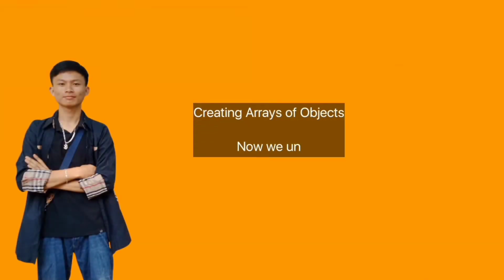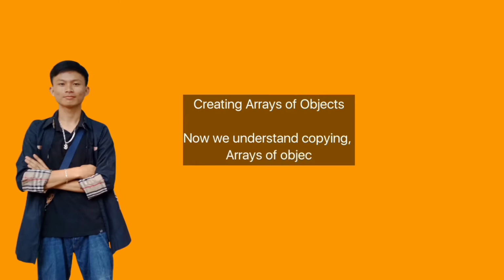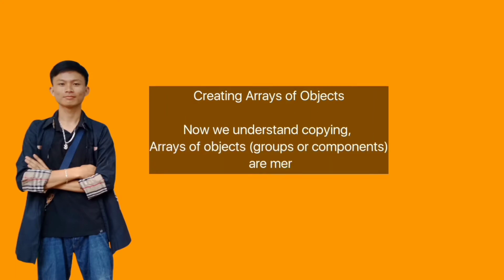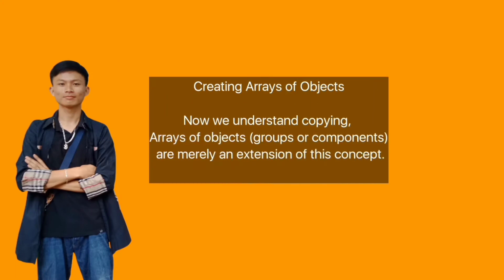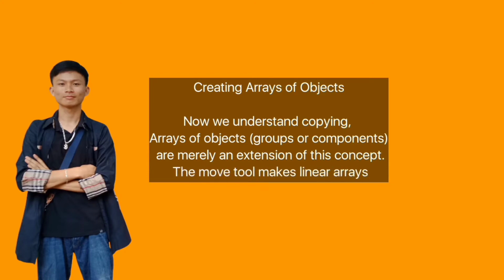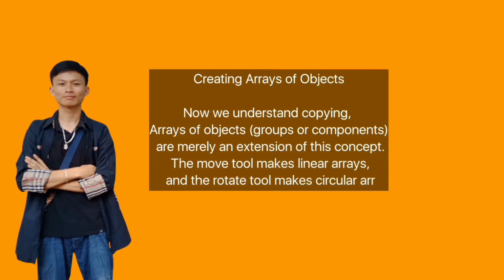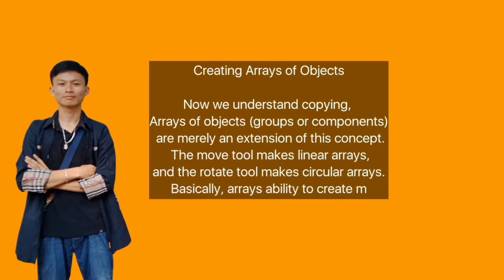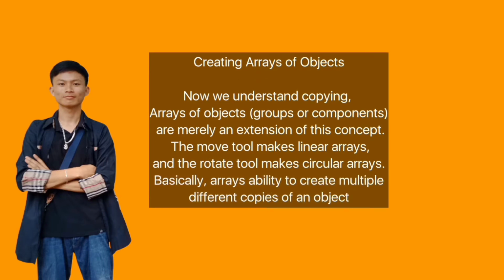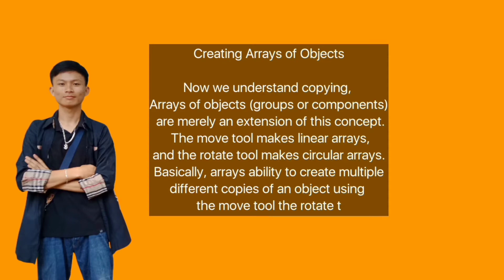Creating arrays of objects. Now we understand copying; arrays of objects, groups, or components are merely an extension of this concept. The Move tool makes linear arrays and the Rotate tool makes circular arrays. Basically, arrays are the ability to create multiple copies of an object using the Move tool and the Rotate tool.